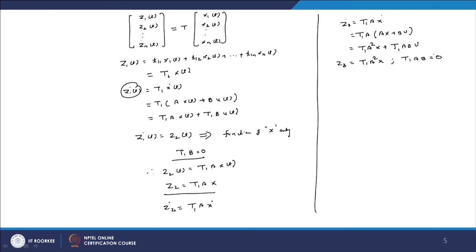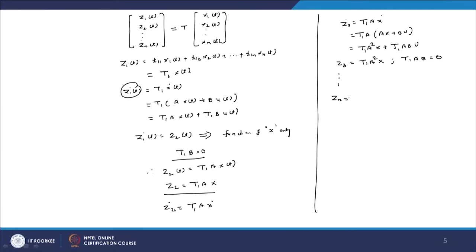So now we have got z3, and similarly we can get z4, z5. Finally, we will get zn, that is zn minus 1 dot equal to T1 A raised to n minus 1 x, and here we will write T1 A raised to n minus 2 B equal to 0. So by means of these transformations, taking the first as a variable, we get the equations in terms of z and x, and the other variables we have considered as 0. Therefore, we write this equation as z(t) equal to T x(t).